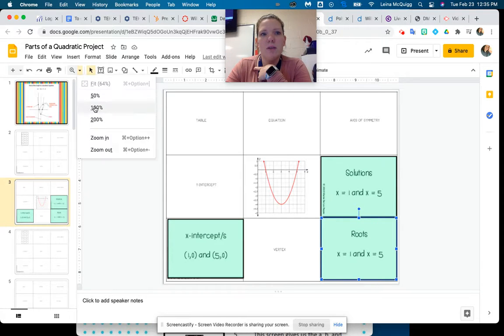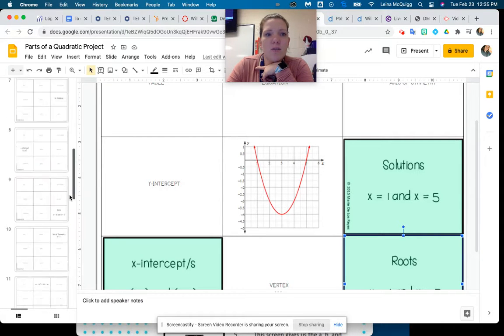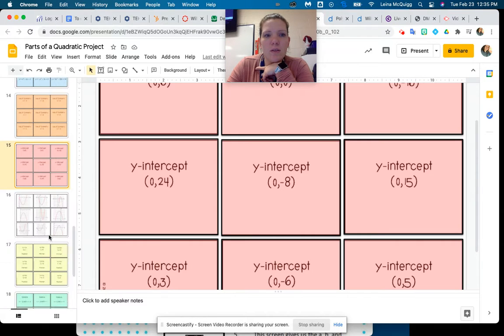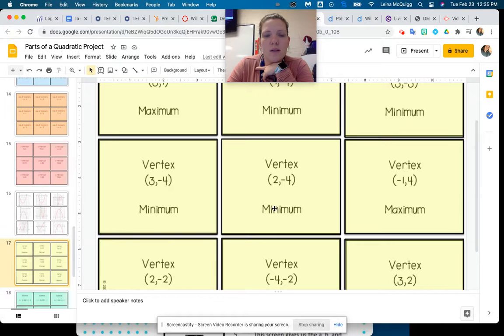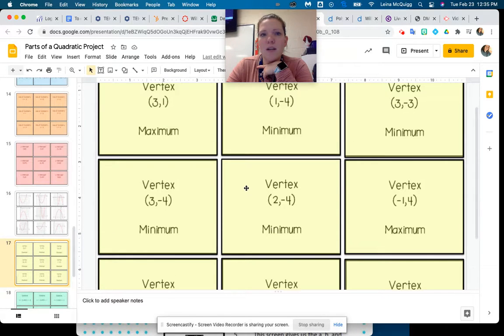I'm going to zoom in a little bit here on this graph. Now I can look at my vertex. So my vertex is that lowest point. So I need to say minimum. And this is at 3, negative 4. So this point here is 3, negative 4. So I'm going to come down to my vertex page, which is yellow. I'm going to find the one that says 3, negative 4.